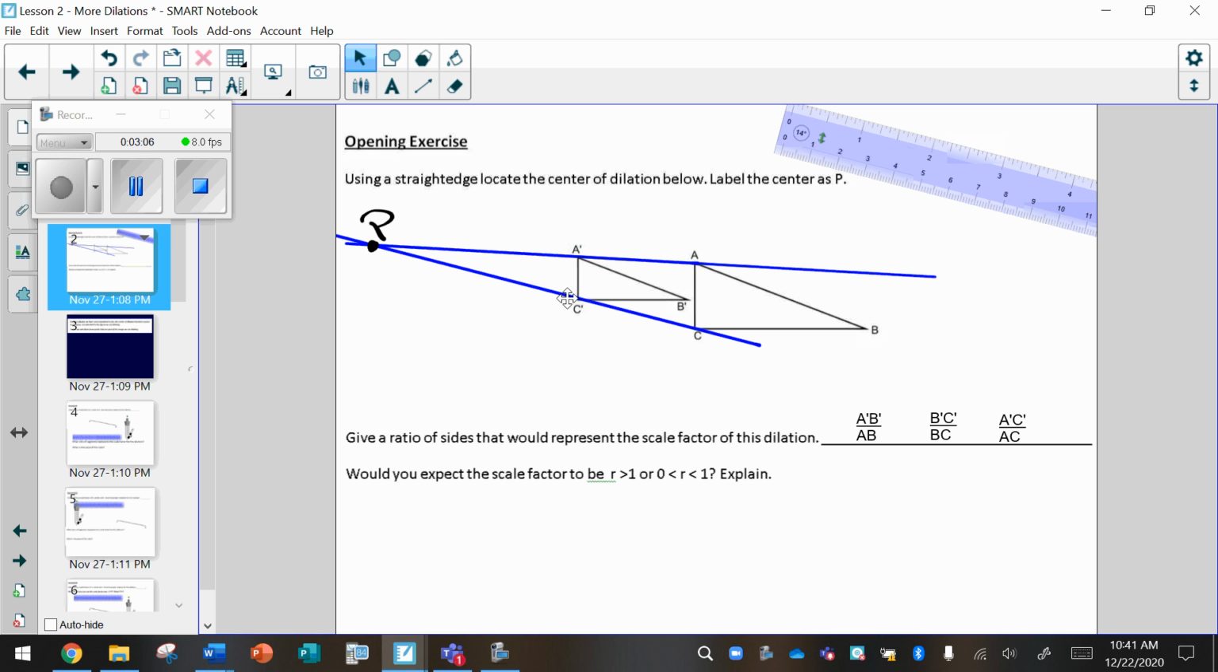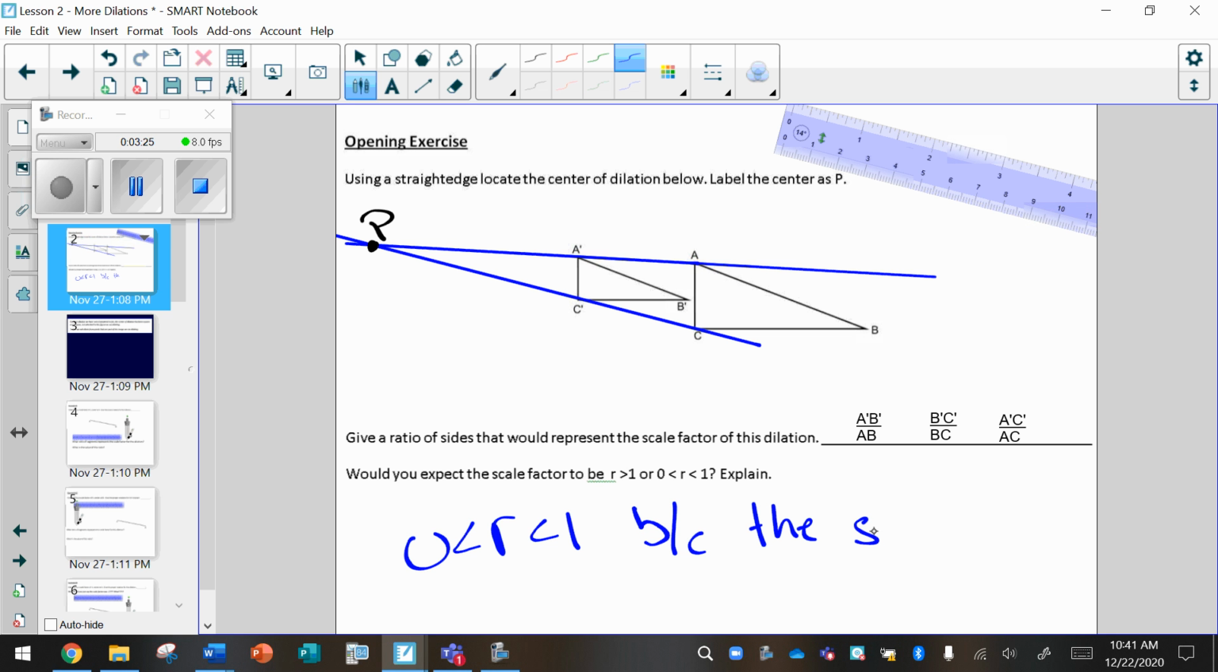Speaking of scale factors, would we expect our scale factor to be greater than 1 or in between 0 and 1? Since our dilation ended up in a figure smaller than the original, we would know that our scale factor would have to be in between 0 and 1 because our shape, the triangle, reduced in size, got smaller. All right? So again, you don't have the notes to fill this in, but you understand the concept that if the shape gets smaller, it's a scale factor between 0 and 1.